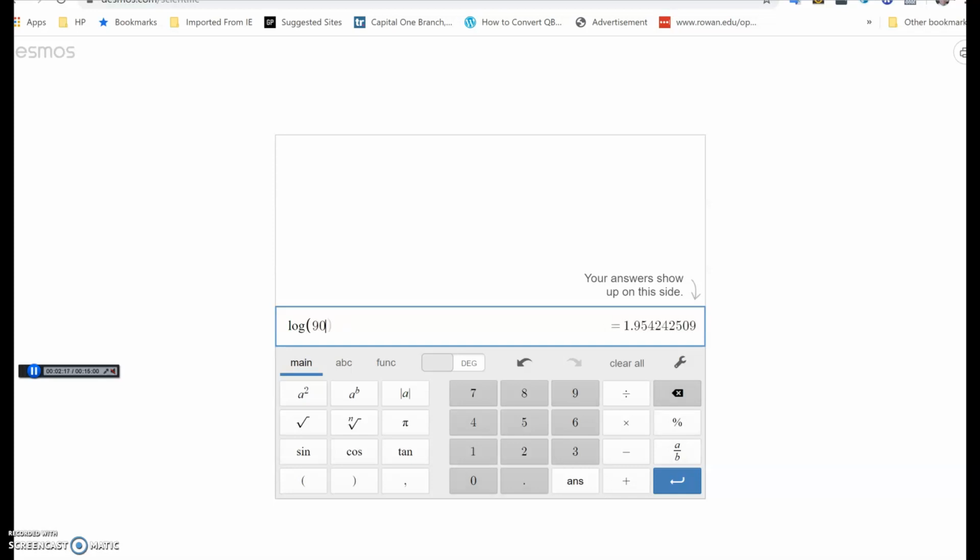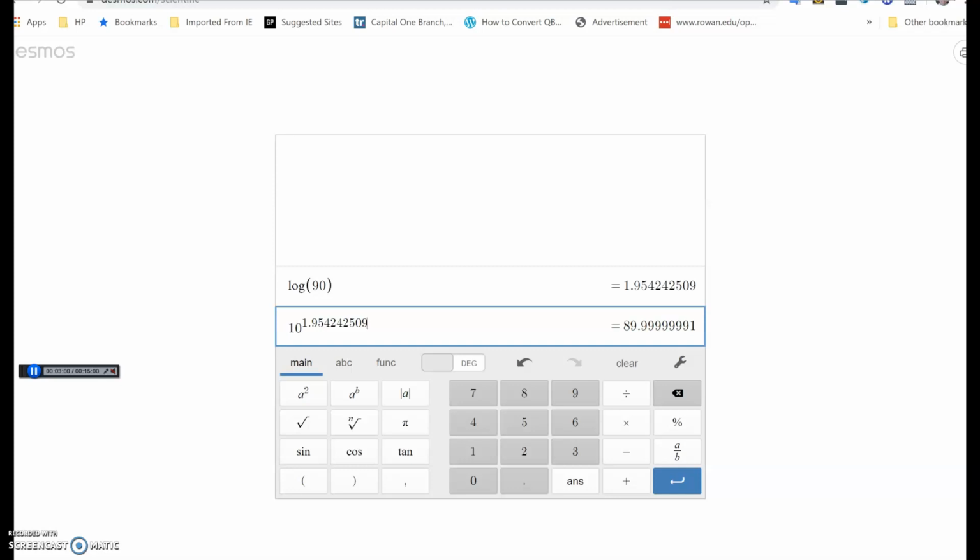But if I put in a 90, I get like 1.954242509. So what happens if I put in, for instance, 1.954 and do 10 to that power? So I'm now going to do 10 to the power of, and then I'm going to put in this thing, 1.954242509. And this is a rounded off version.